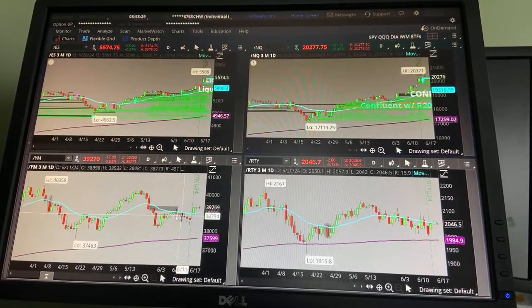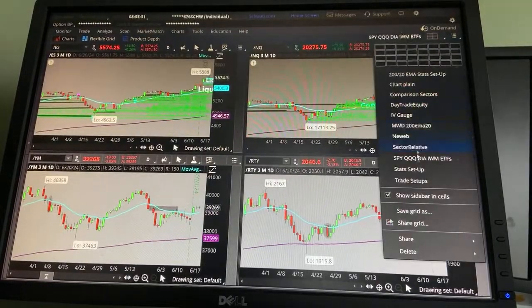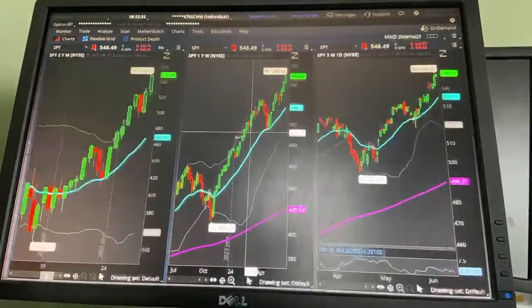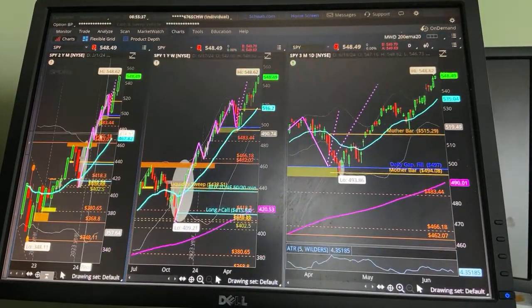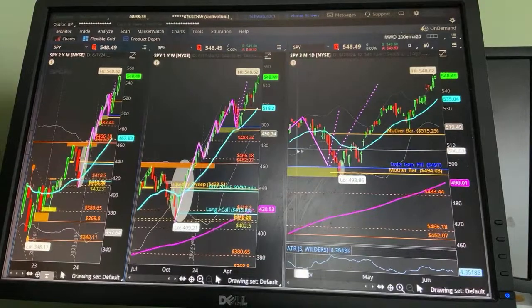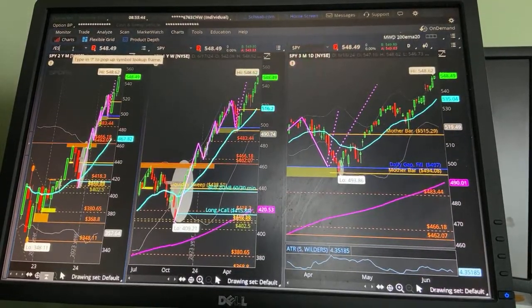One of the things I'm going to do really quickly is switch over to the monthly, weekly, daily time frame. So this is Thinkorswim. I have the monthly here on the left, the weekly here in the middle, and the daily time frame here on the right. Let me switch over to the S&P futures.